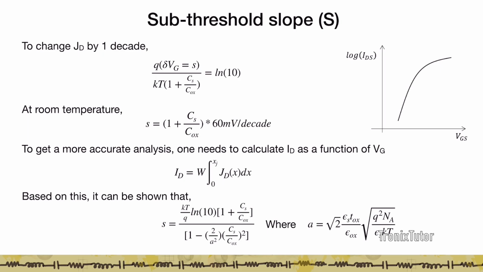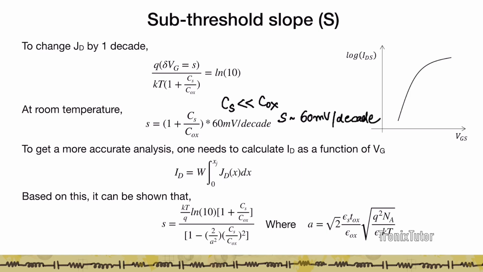So this is typically how the I_DS versus V_GS looks. It is exponential. So remember, I'm plotting log versus linear. So in the semilog, this is the straight line and this is the slope of the graph we're after. Now if I design a very good transistor such that my C_s is much less than C_ox, then S is 60 millivolt per decade.